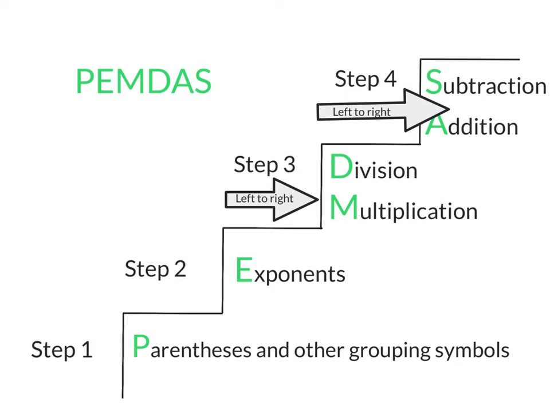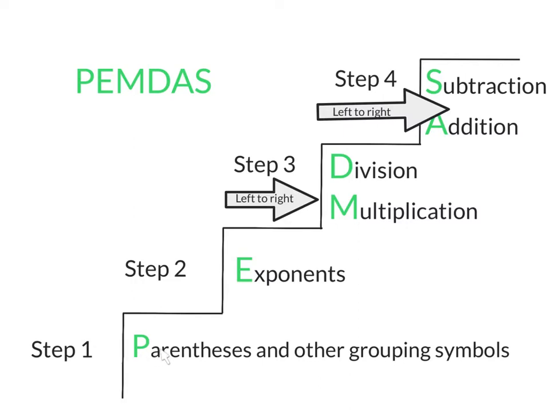This video is about order of operations. So we use this word, PEMDAS, to represent the order of operations. It stands for parentheses and other grouping symbols, exponents, multiplication, division, and addition and subtraction. So even though there's 6 letters, there's actually only 4 steps.